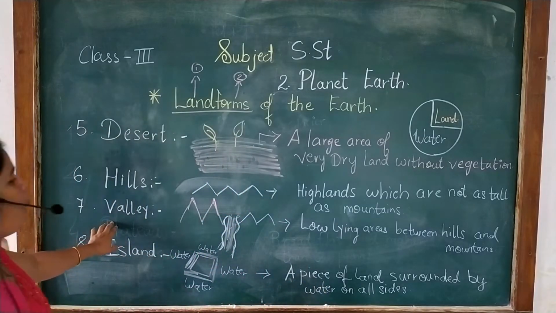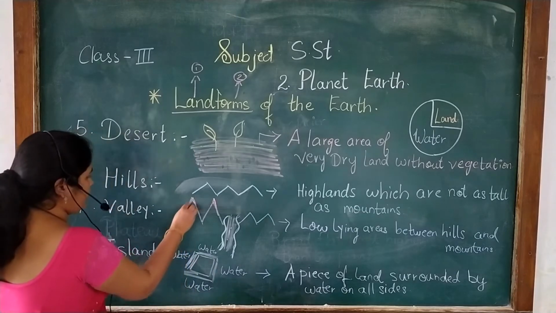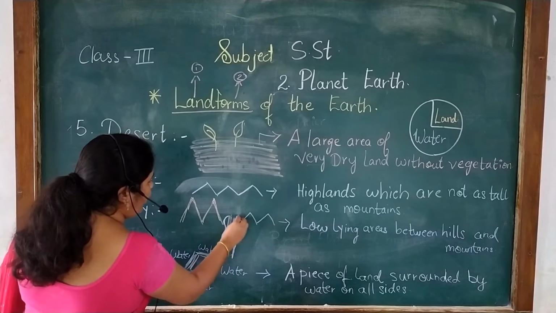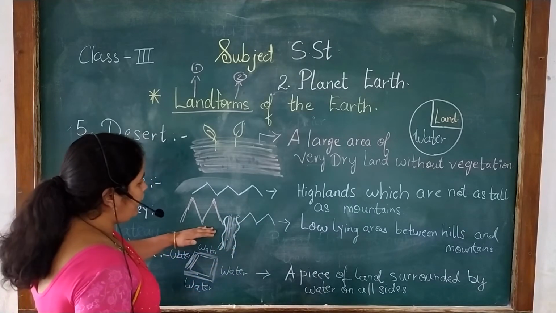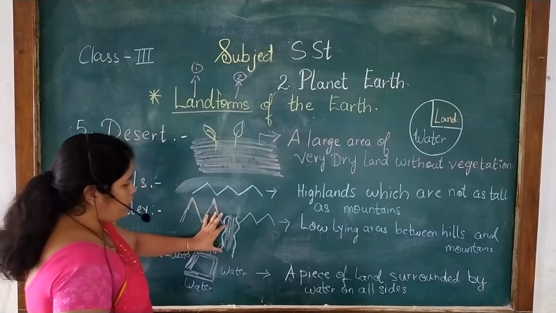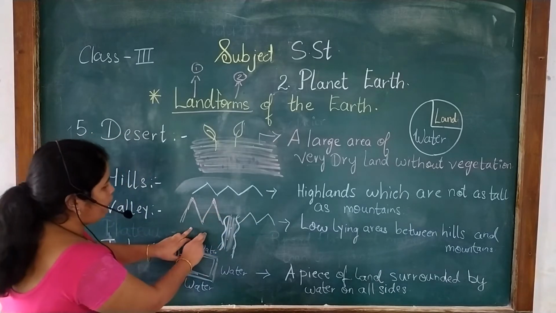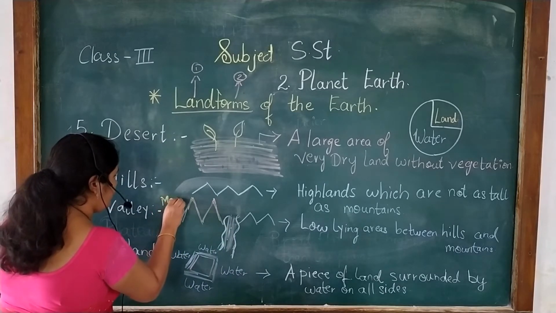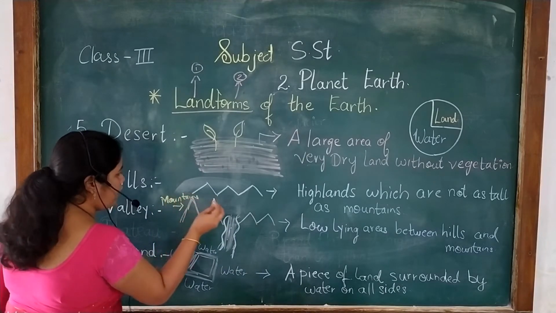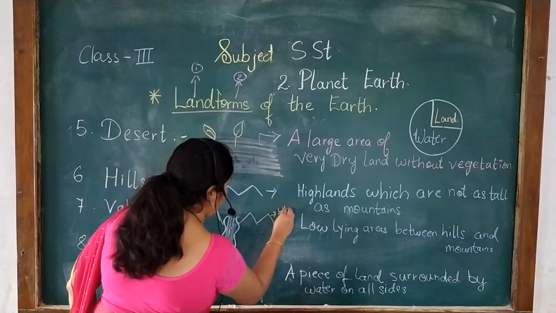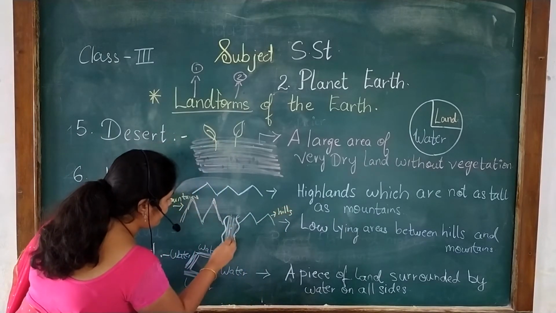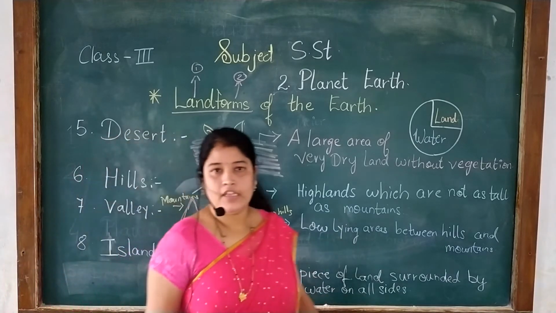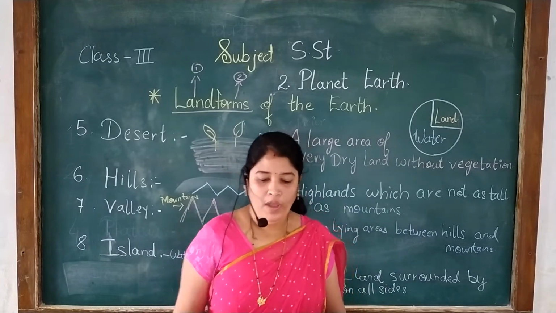Then valley. What is a valley? This is a mountain, suppose, for example, and this is a hill. So the low-lying area between the mountains and the hills is called a valley. Can you see? Mountains, hills. These are the mountains and this is hills. And in the area between these, many times water flows. These low-lying areas between hills and mountains are valleys.